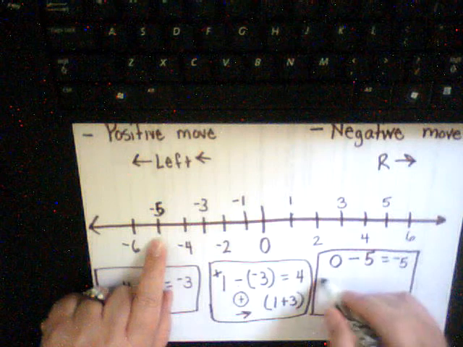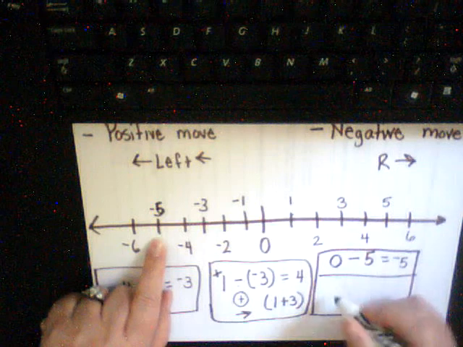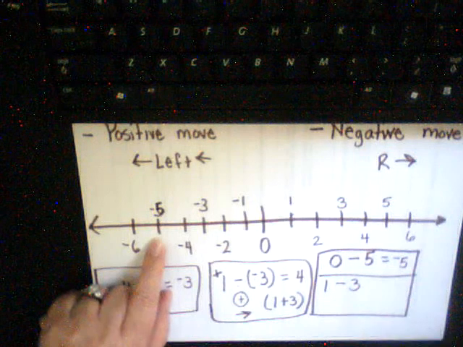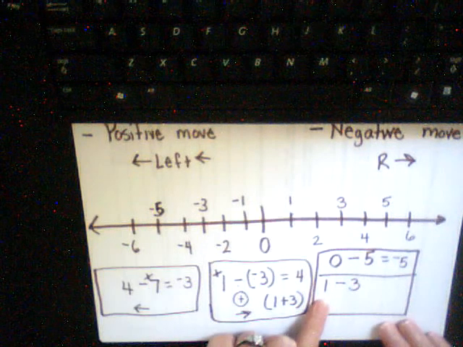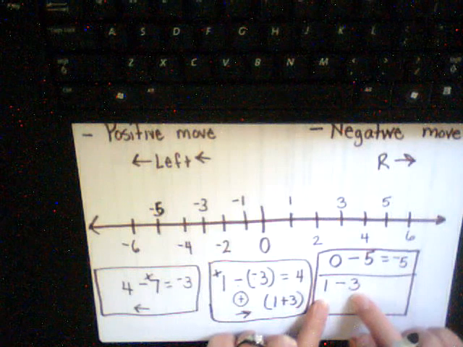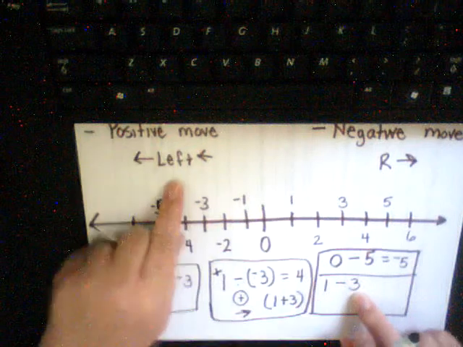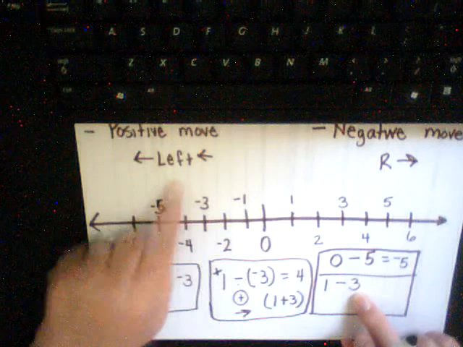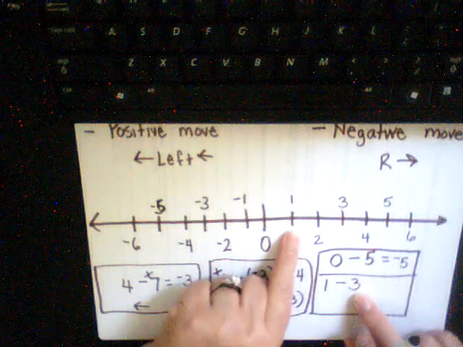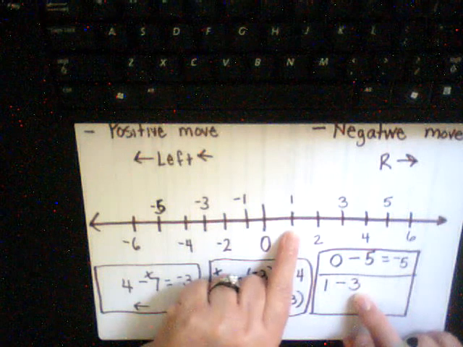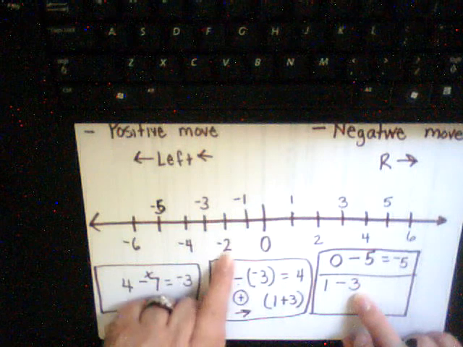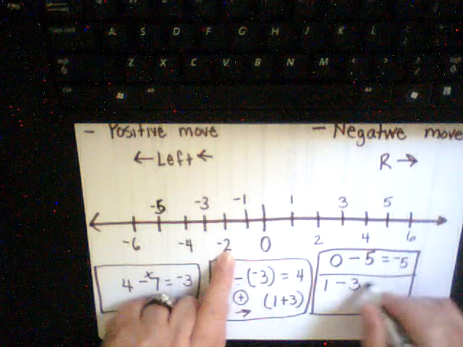Now I'm going to do this in here. 1 minus 3. Starting number, positive integer. If I have a positive, I move to the left. So I'm going to start at positive 1 and move 3 spaces. 1, 2, 3. And that lands me on negative 2.